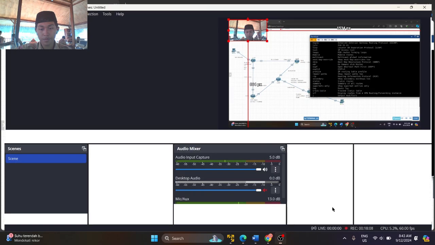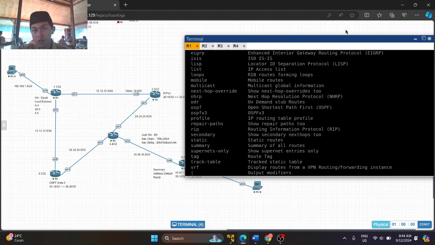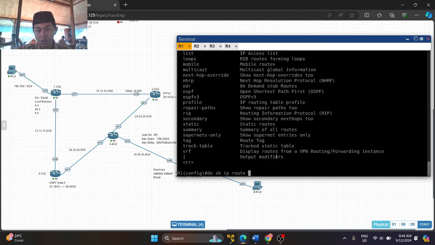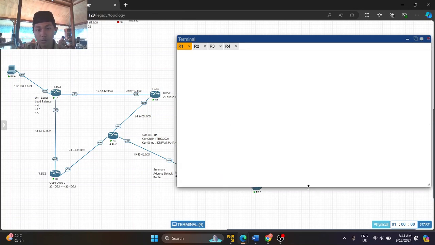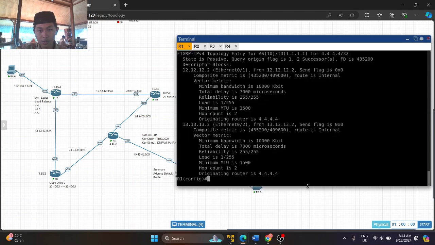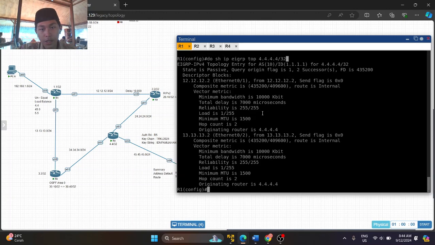Wait a minute. Okay, let's continue. It's supposed to be IP EIGRP topology 4.4.4.4/32. With this command we can see the metric of path 12.2 and the metric of path 13.2 that range to 4.4.4.4.